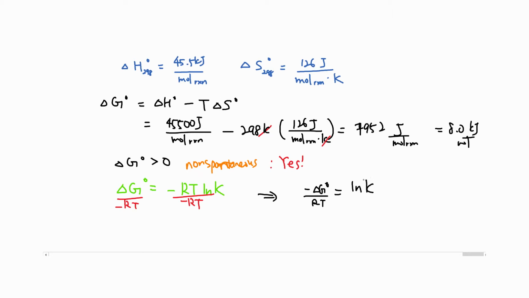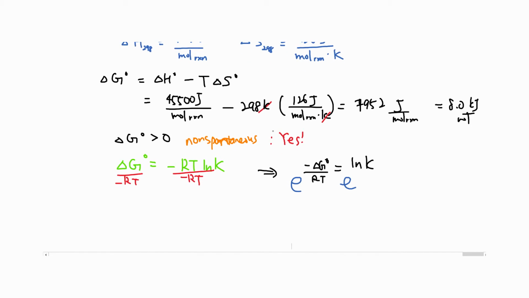Now to get the K, you have to put the e on both sides, because the ln function and the exponential are inverse to each other. K equals e to the negative delta G naught over RT.